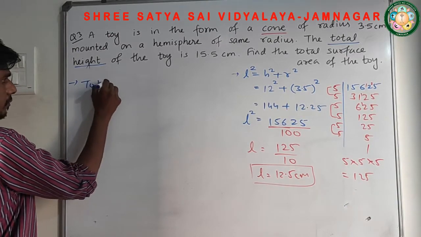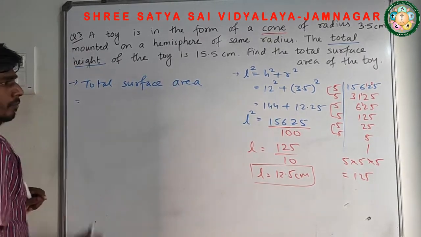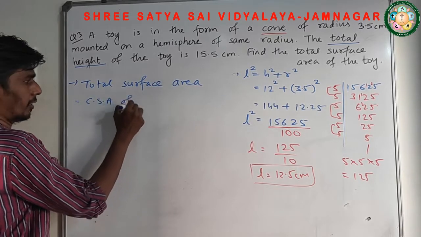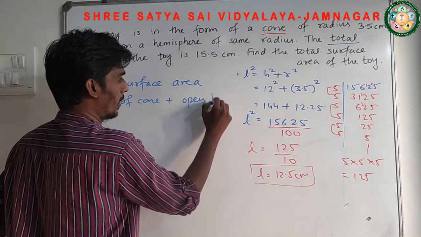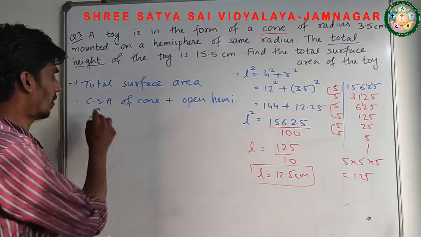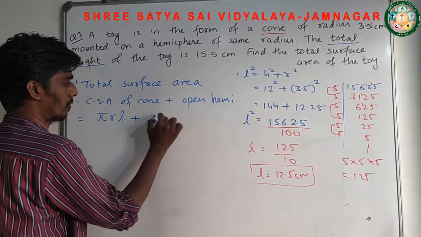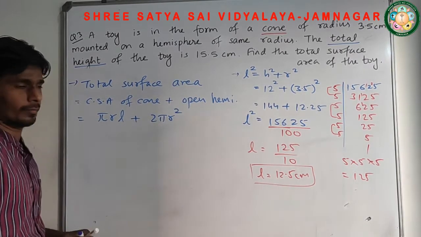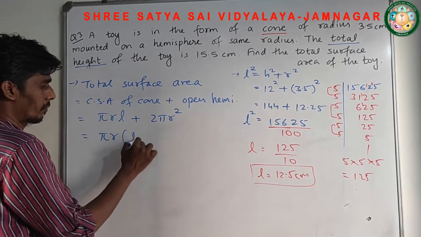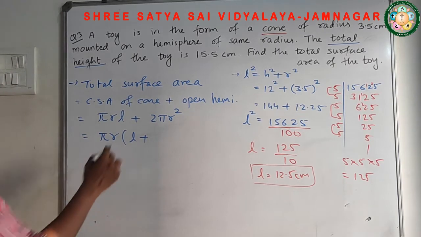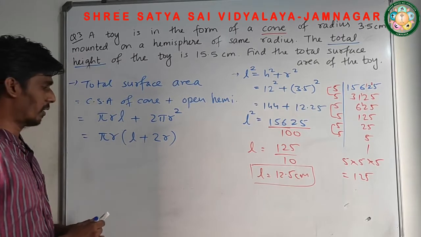So total surface area equals to curved surface area of what? Cone plus open hemisphere. Now curved surface area of cone is what? Pi r L, and hemisphere is what? 2 pi r square. Anything common here? Yeah, that's pi r common. Inside it will remain what? L plus 2r. Now replace all the value, you get the answer.